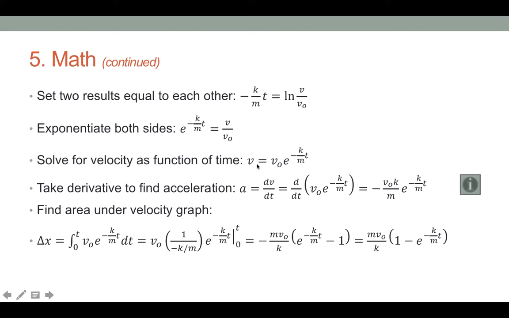Multiply both sides by v0 and we get our first result. Namely, the velocity will equal the initial velocity times e to the minus k over m times t. And that's one of the things we were looking for. So we now have the velocity as a function of time. We can then take the derivative to get the acceleration and find the area under this velocity graph, or integrate to get the displacement. So first, to take the derivative, we simply take the derivative of an exponential.